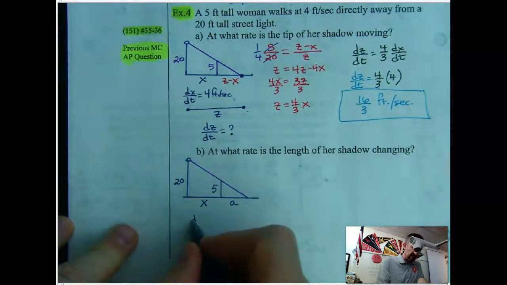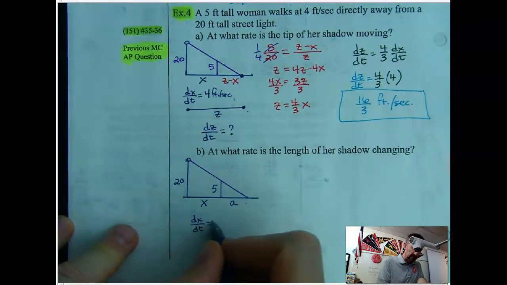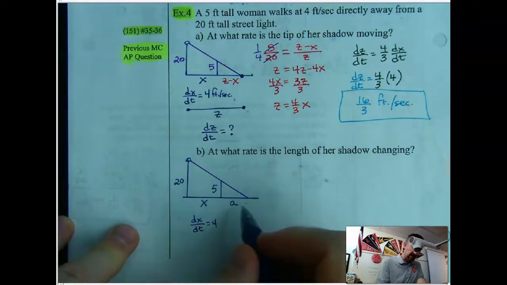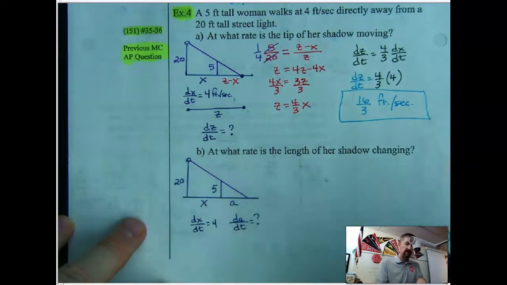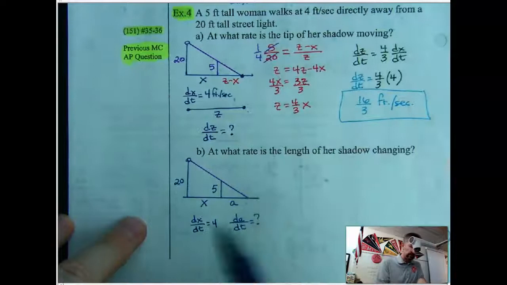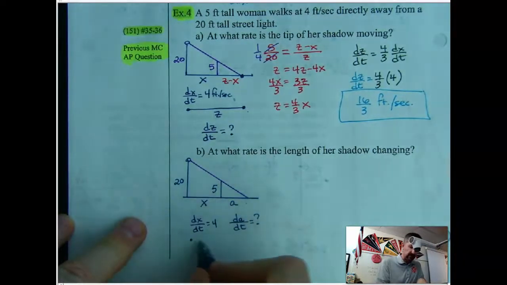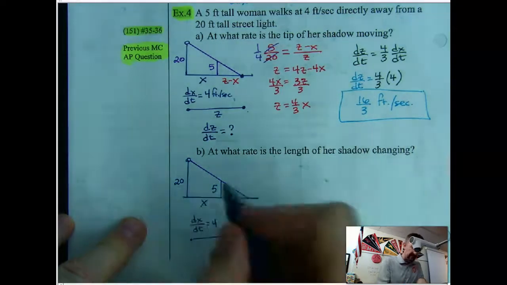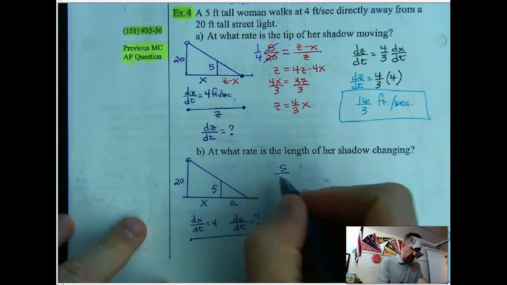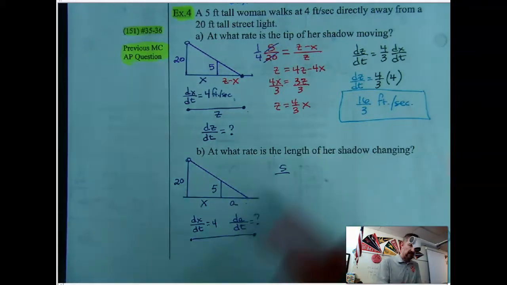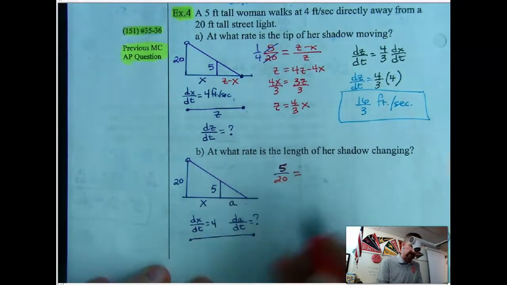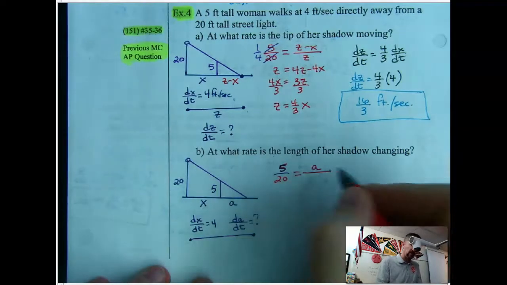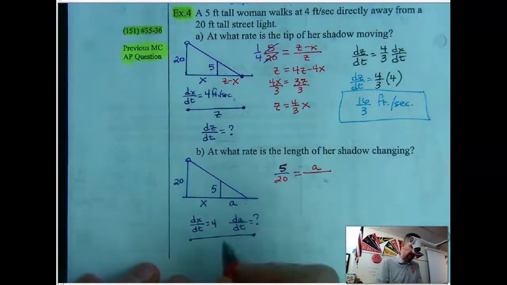All right, so I know dx/dt is 4. And here the question is dA/dt. How fast is that changing? So we're pretty good so far, but we still have these similar triangles. So we're still going to want this side of the big triangle because we're going to go with 5 over 20 again. Oops, that's my equation. It's supposed to be in red. 5 over 20 equals A over A plus x.